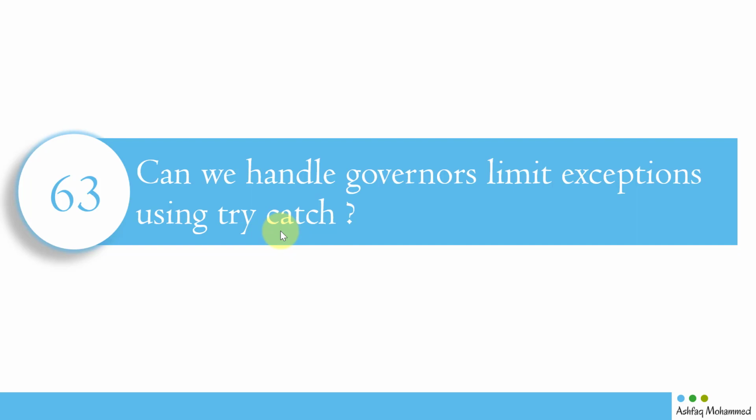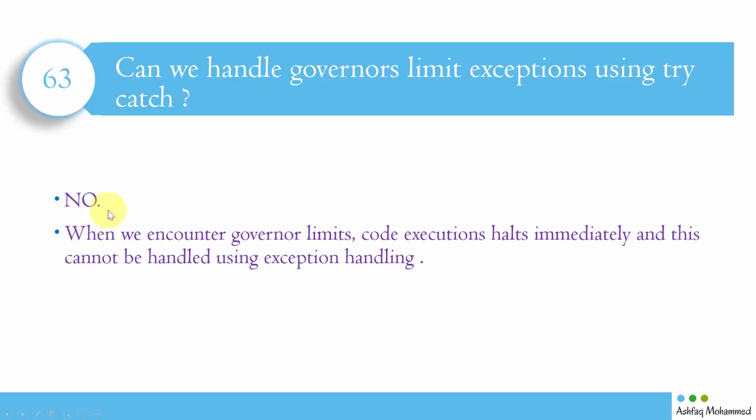But now the question is, can we handle that? Can we stop those errors if ever they come in production? Answer is no. Okay, you cannot handle governor limits using try catch. When we encounter governor limits, code execution halts immediately, and this cannot be handled using exception handling. Okay, so this is how it is.